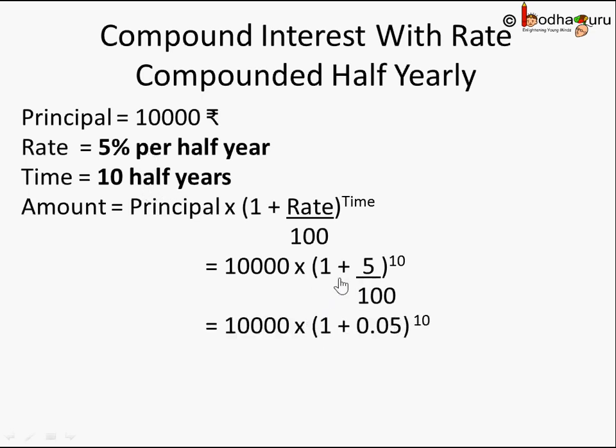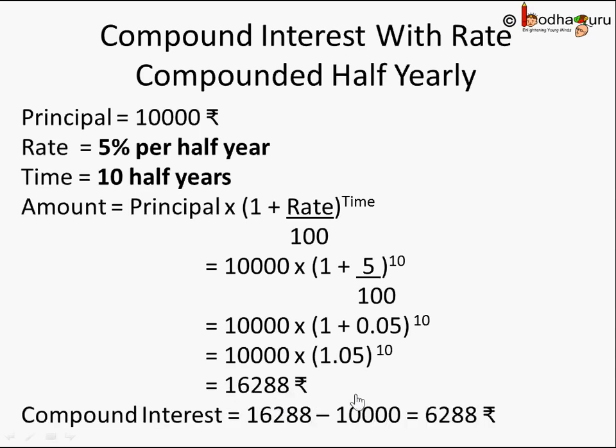Ensure these two are the same unit. And then you are going to get 1 plus 5 by 100, which is 0.05, to the power 10, which is 1.05 to the power 10, which is 16288. And this is more than what you got when compounded yearly. So 16288 is the amount, which means the compound interest is 6288.